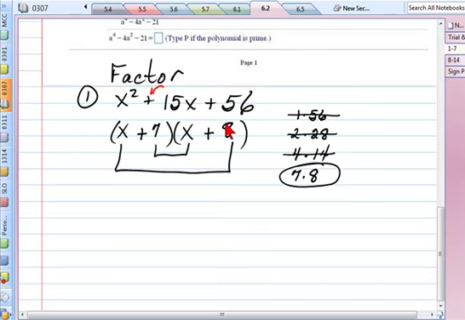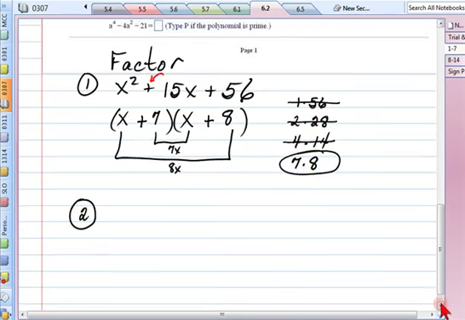And that's all you do? That's all you have to do, but I strongly encourage you to check it. The product of the first, x times x, is x squared. The outer product is 8x. The inner product is 7x. Those do add up to be 15x. And positive 7 times positive 8 does give me 56. I know I'm right. I have the factors of this trinomial. You may not need to make this list. Then again, you may. I don't know.